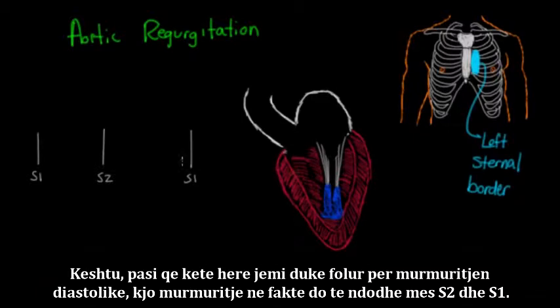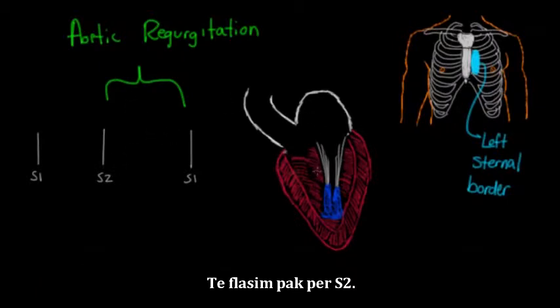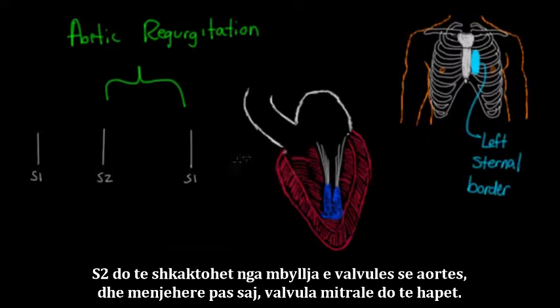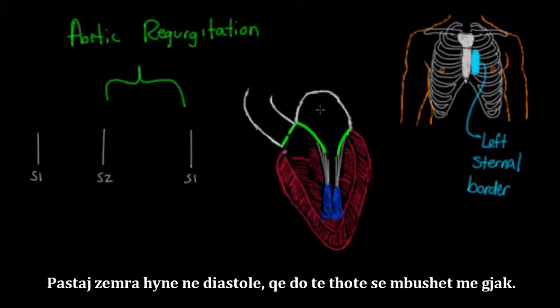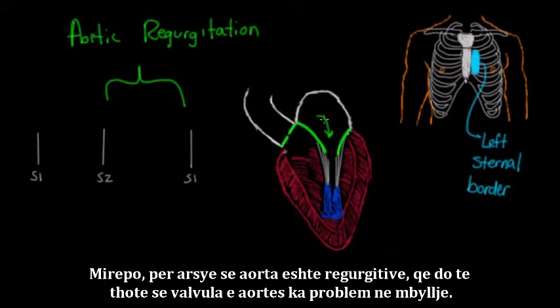And so this time, because we're talking about diastolic murmurs, these murmurs are actually going to occur between S2 and S1. Let's talk about S2 for a second. S2 is actually going to be caused by the closing of the aortic valve, and then soon after that, the mitral valve will actually be open. And then the heart's in diastole, meaning it's filling with blood. But because this is aortic regurgitation, that means there's a closing problem with this aortic valve.